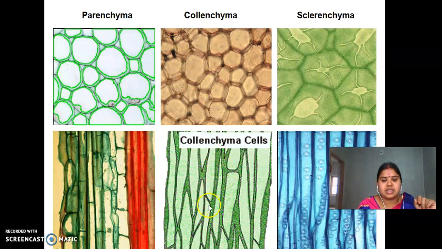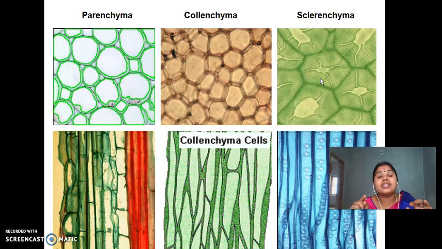Collenchyma, where will it be present? By seeing this, you know it can be present in bamboo trees. I told you it enhances flexibility. This tissue easily moves from one direction to another direction. Next one is the sclerenchyma cells. This sclerenchyma is present in coconut trees and palm trees.